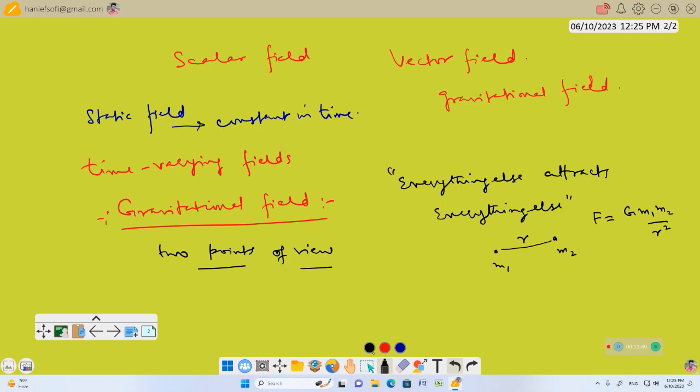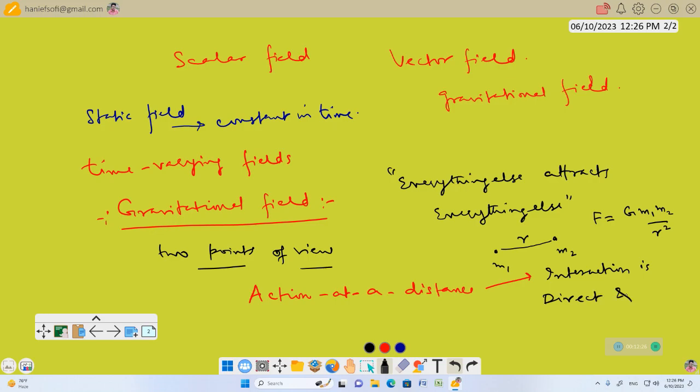First point of view is called the action at a distance. Action at a distance. By that, what do we mean? In action at a distance point of view, we say the interaction between these two masses m1 and m2 is direct and instantaneous.